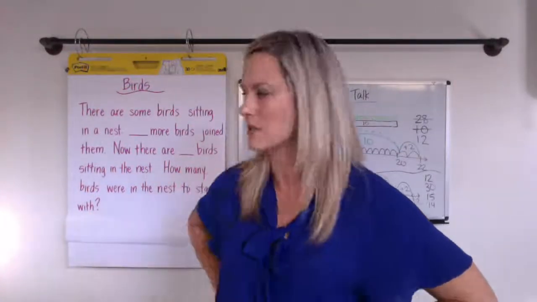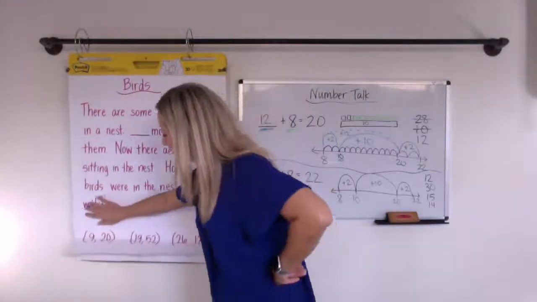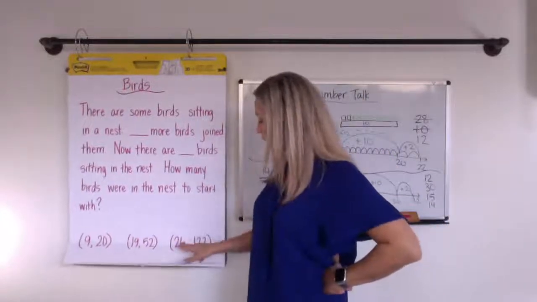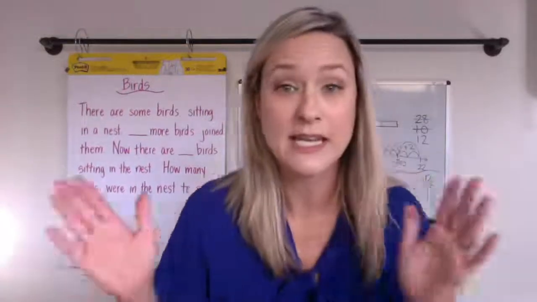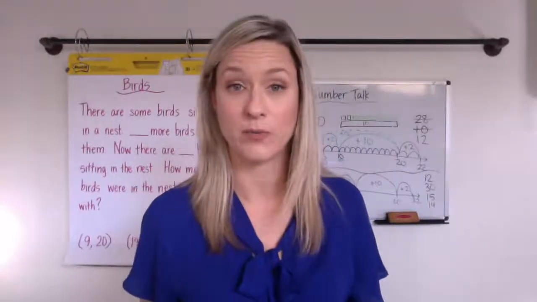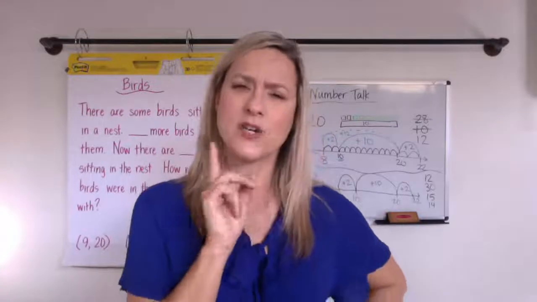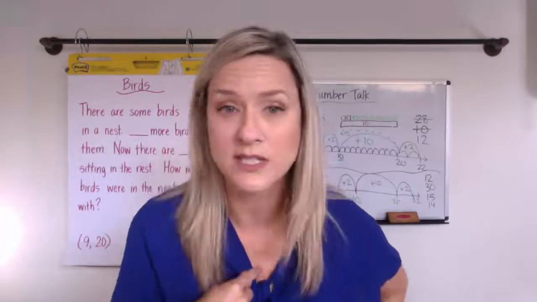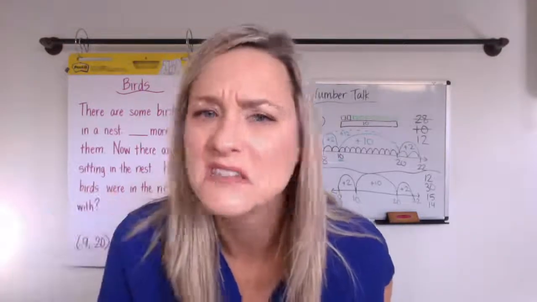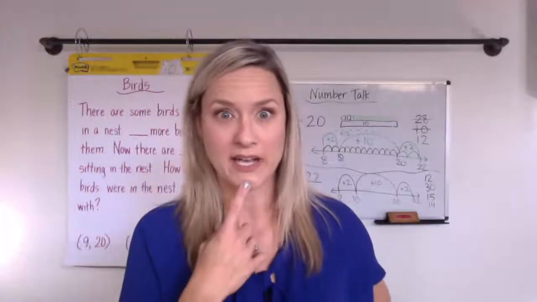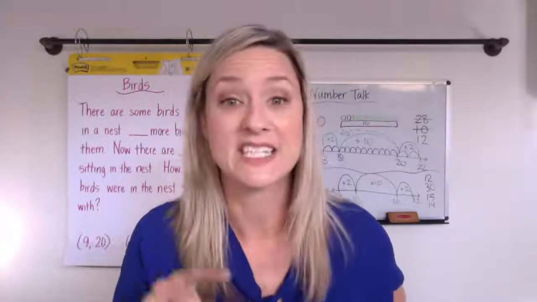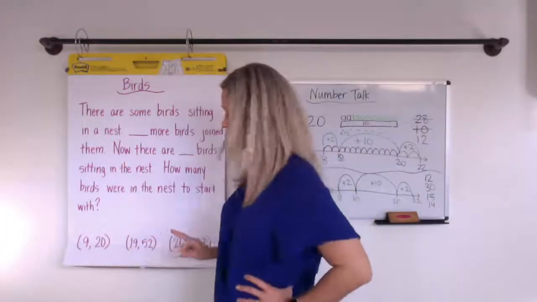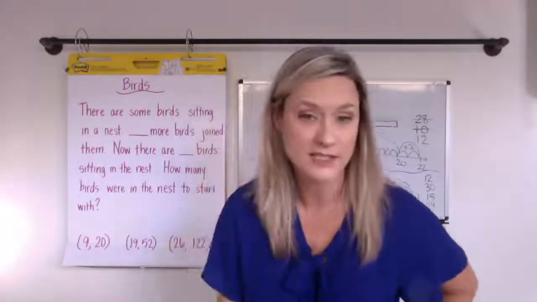Okay, so let's see. Let's check out our number sets. We've got 9 and 20, or we've got 19 and 52, or we've got 26 and 122. Now, I need to remind you of something very important. Is this your neighbor's just right number set? No. Is this your sister's just right number set? Don't tell me you don't have a sister. I don't have one either. Is this your mom or dad's just right number set? It's your just right number set. So if you feel like this one's just right for you, that's the one you're using. If you feel like this one is just right, that's the one you're using, right? And so on and so on.